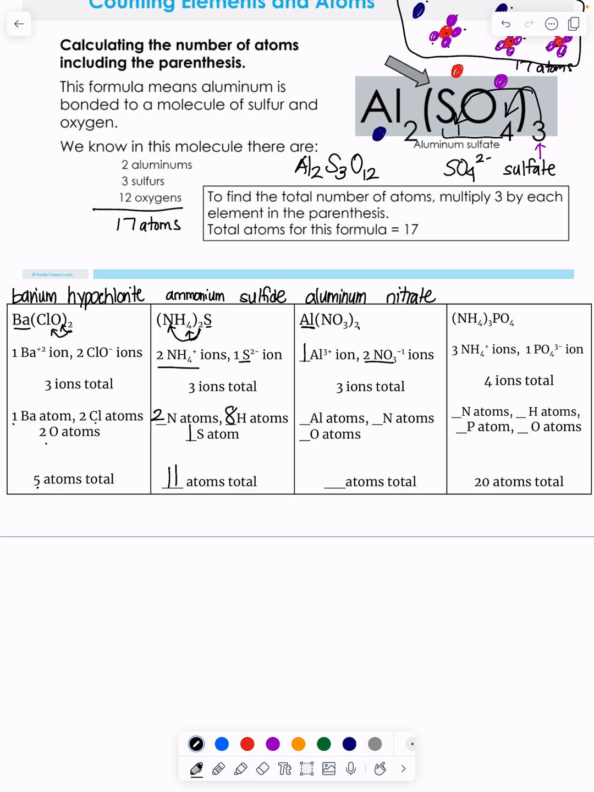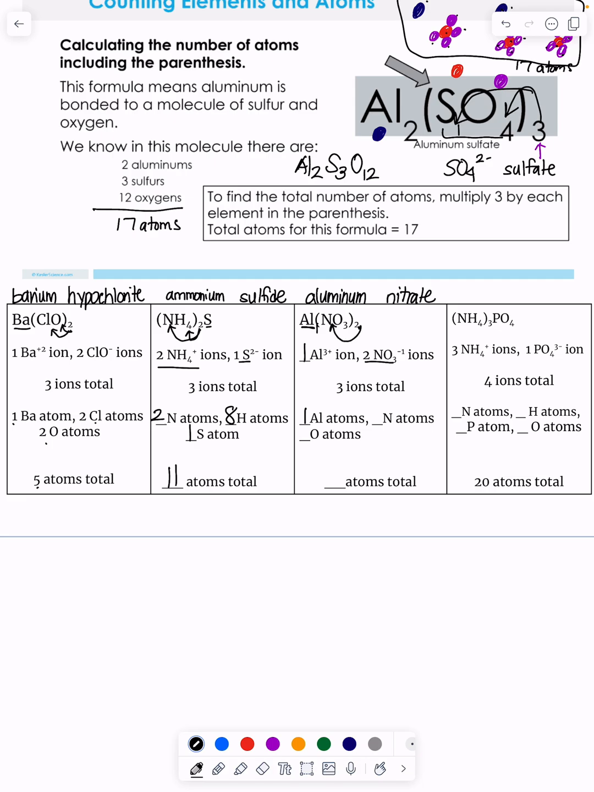That parentheses tells me that there's 2 of these NO3s. NO3 is known as nitrate. It's a -1 charge. So in total, there are 3 ions. But now let's count the atoms, which is the most important thing of this quick lecture. I have to distribute the 2 on the inside for the NO3, but there's only 1 Al still. So there's 1 Al atom.